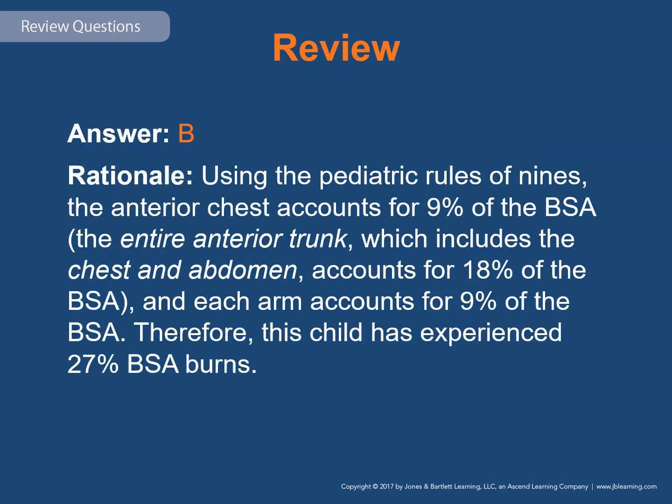It is B. Using the pediatric rule of nines, the anterior chest accounts for 9% of the body surface area. The entire anterior trunk, which includes the chest and abdomen, accounts for 18% of the body surface area, and each arm accounts for 9% of the body surface area. Therefore, this child has experienced 27% body surface area burns.